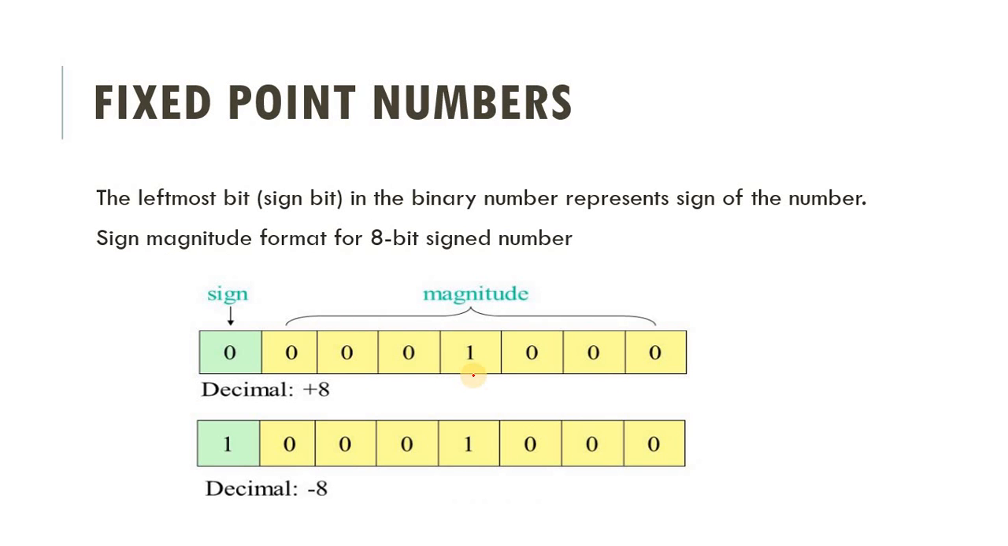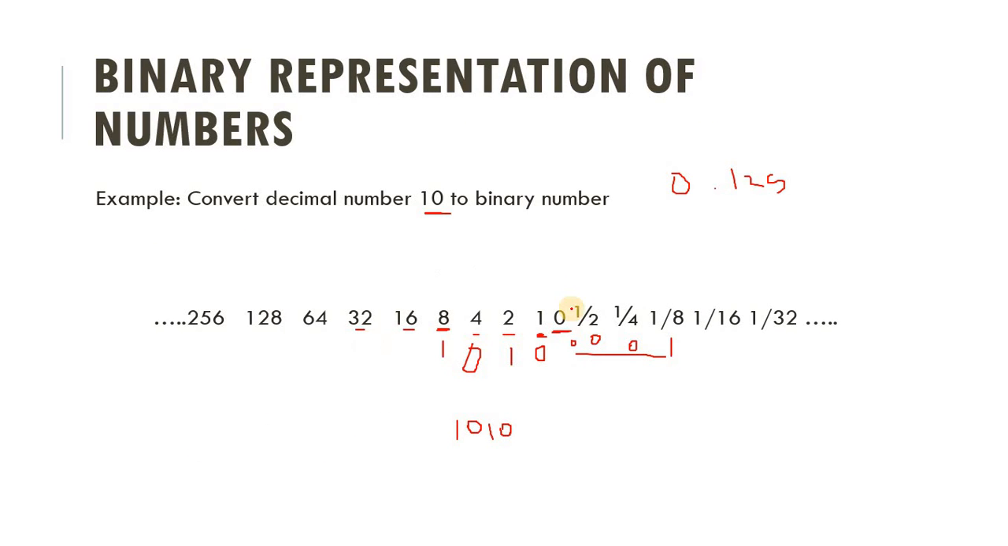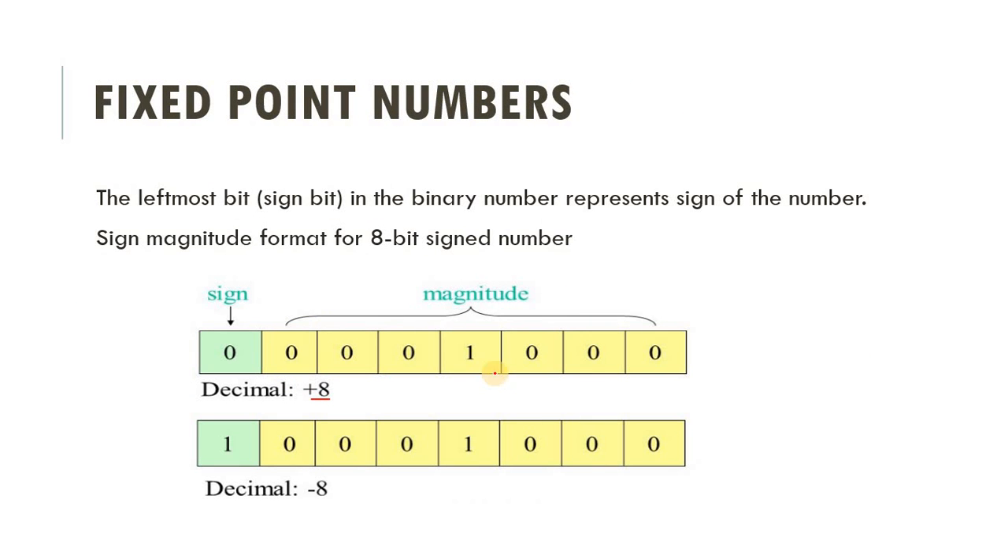Let's take one example to understand this clearly. The leftmost bit in a binary number represents the sign of the number. For the sign magnitude format of an 8-bit number, suppose the decimal number is 8. We can easily find the binary number for 8: 1, then 0, 0, 0, and since it is 8-bit, we also write 0, 0, 0, 0 in front. So this is the 8-bit binary format of decimal 8: 00001000.